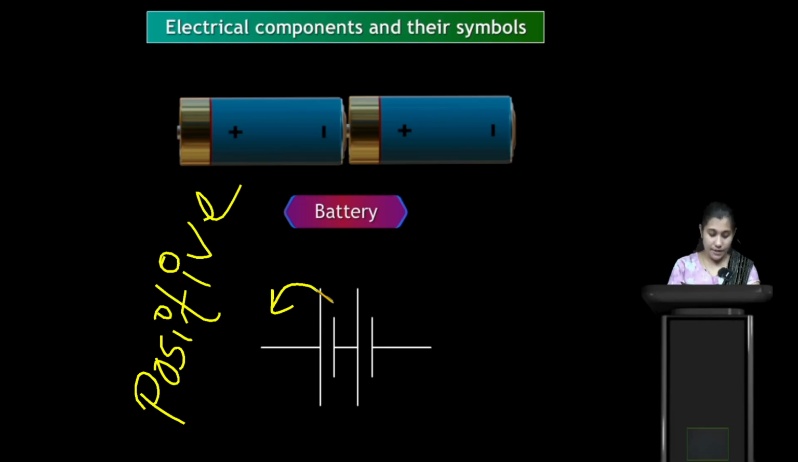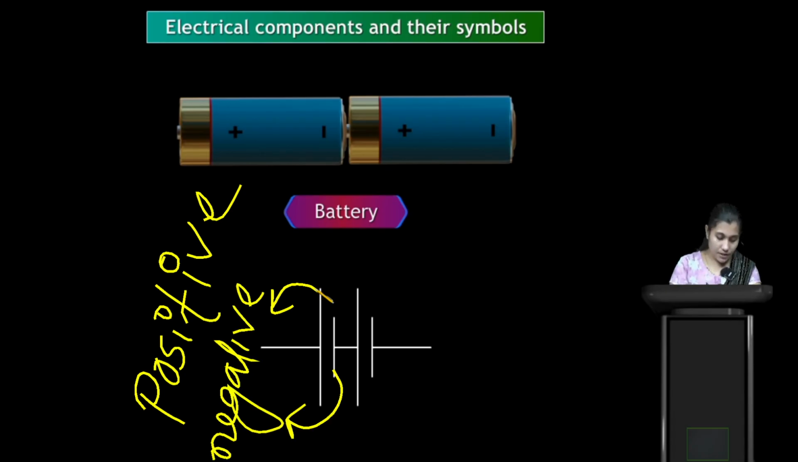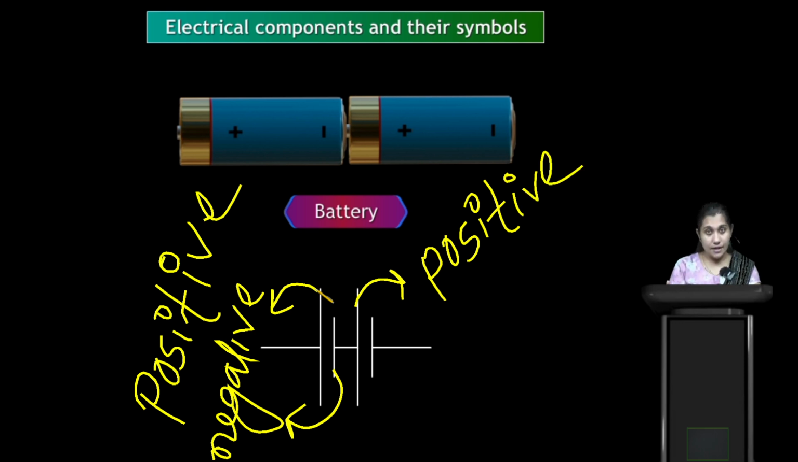This one is the positive terminal. And this part is the negative terminal. This part is a negative terminal. And what I said? We will connect the negative terminal with the positive terminal. So again this part is the positive terminal because the longer line represents the positive terminal and the smaller line represents the negative terminal. Again this one denotes a negative terminal.